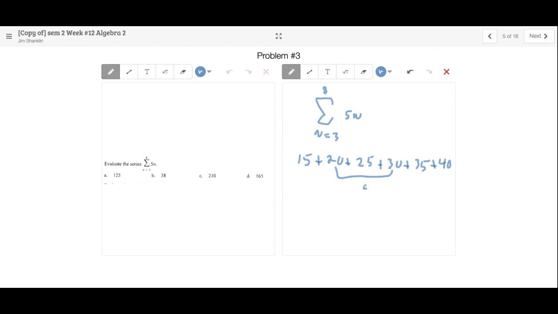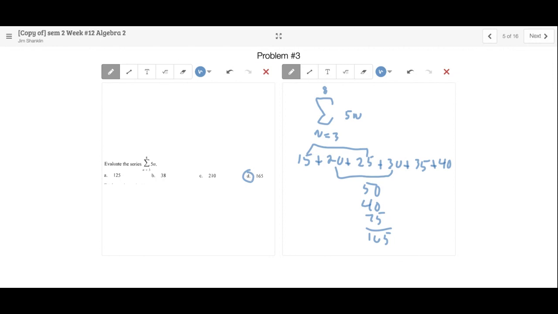Okay, so I'm just going to add these up. That's 50, 15 and 25, that's 40, 35, and that's 75. So 165, if my math is correct.